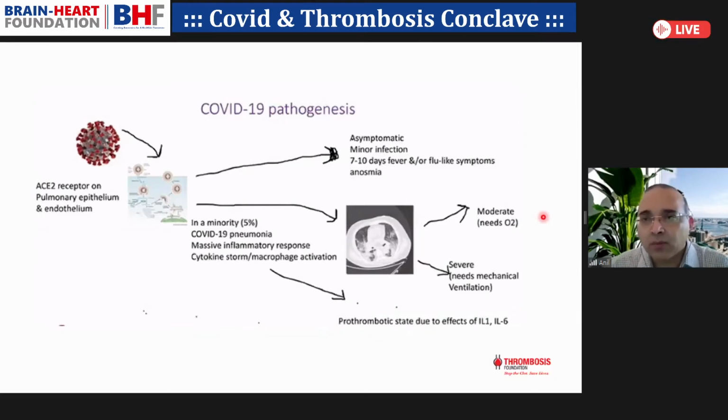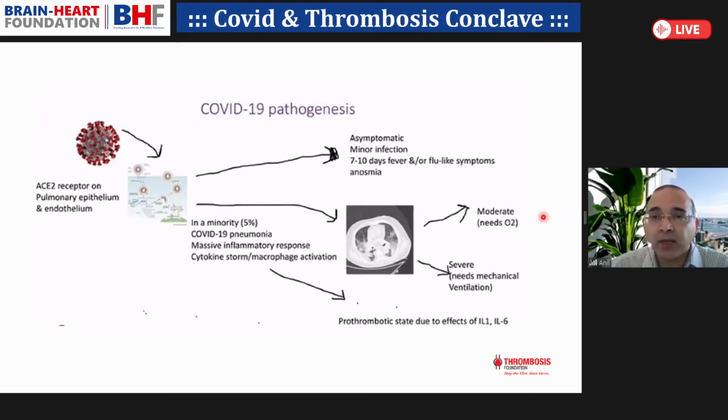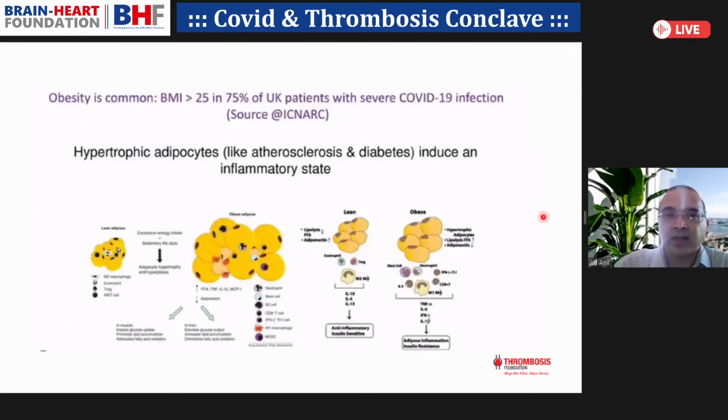And as you are aware, the receptor for COVID is ACE2, present in the lung, the pulmonary epithelium. It is also present in endothelium, in the GI tract, and it has been seen on the cardiac endothelium as well. As you are aware, the majority, 95% of patients, are asymptomatic or have minor infection. A tiny proportion end up with severe COVID pneumonia with massive inflammatory response, the cytokine storm. Of these, another tiny proportion become severely unwell, requiring mechanical ventilation, and it results in a prothrombotic state due to release of cytokines IL-1, IL-6.